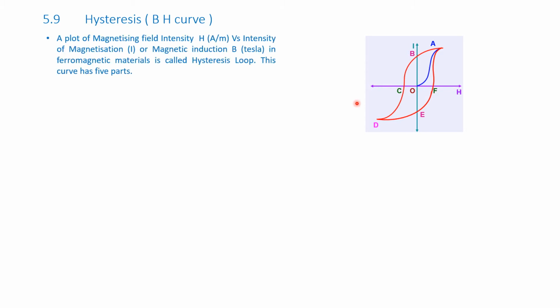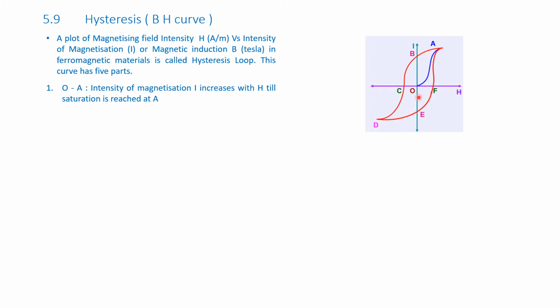A plot of magnetizing field intensity H versus intensity of magnetization. This is the intensity of magnetization and this is the magnetic field intensity. This is called H and this is I. It is also called the BH curve. In ferromagnetic materials it is called the hysteresis loop. This is applicable for ferromagnetic material. This curve has 5 parts.